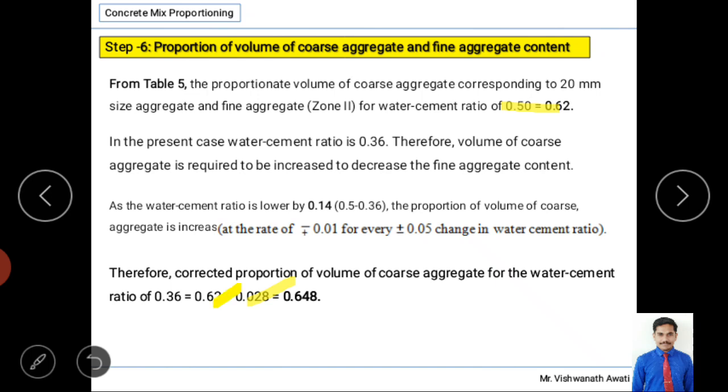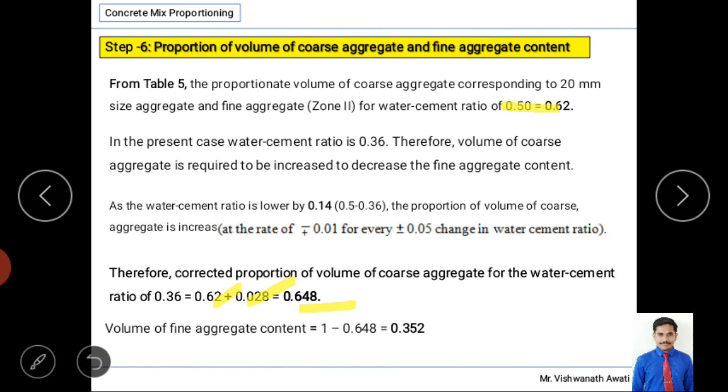Earlier how much did we get? 0.62 plus 0.028. Then we are getting total coarse aggregate for water cement ratio of 0.36 as 0.648. Very important, just note down this value, it is useful for next steps.